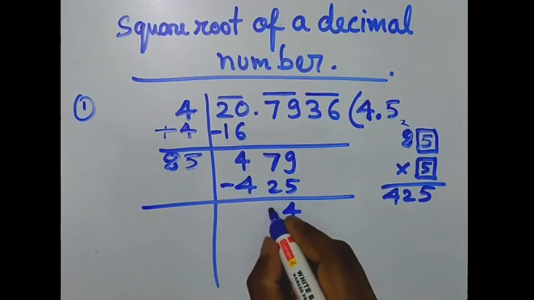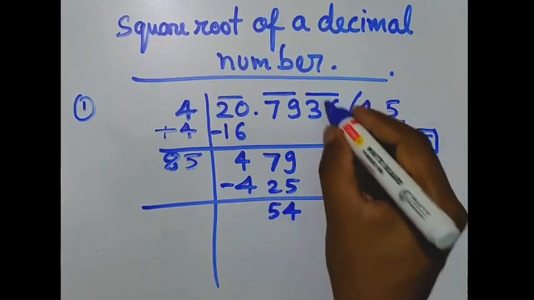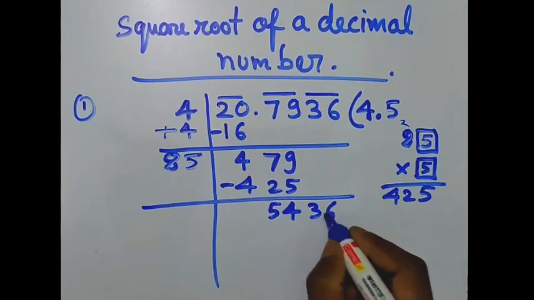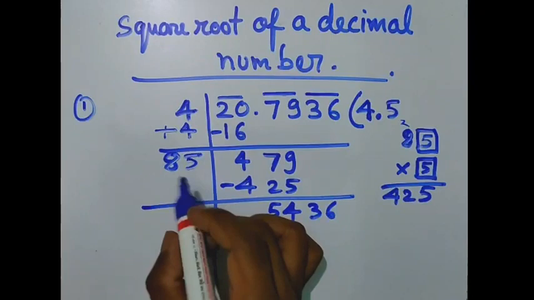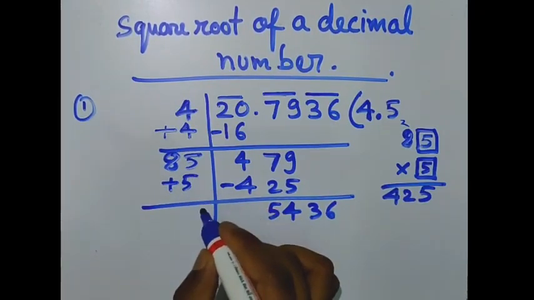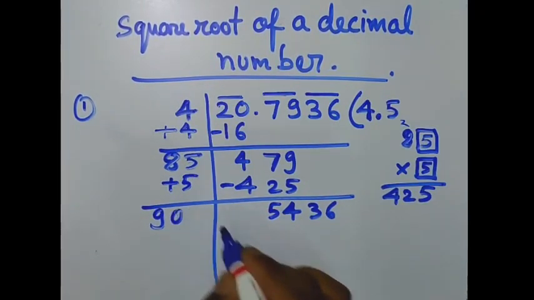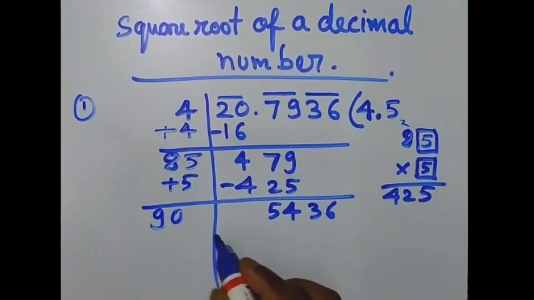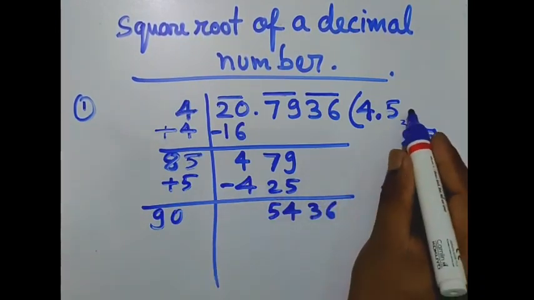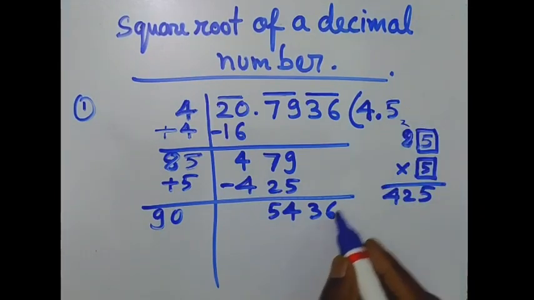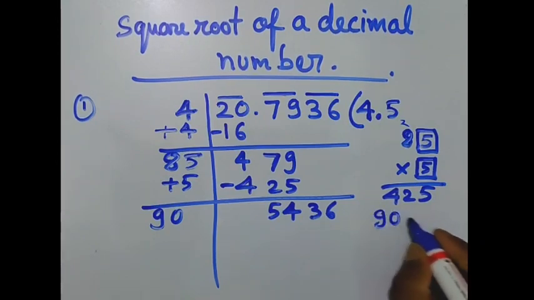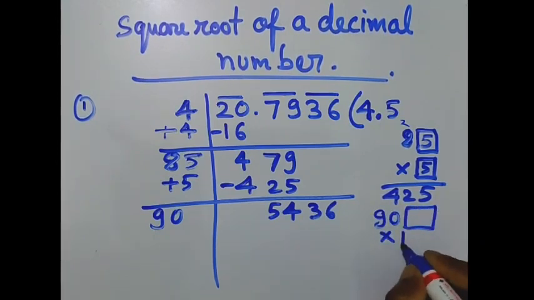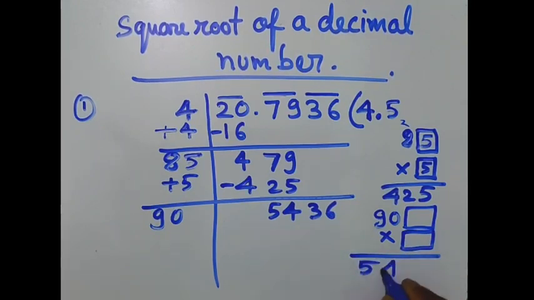We'll subtract this, and what will we get? 4 and then 5, and we'll bring down the next pair, that is 36. Now whatever number you have multiplied, you have to add the same here. So 85 plus 5 will give us 90. Now what number shall I put here and multiply the same to get this number? Now this is the last number. Let's see. So 90, and what number should I multiply to get 5436?